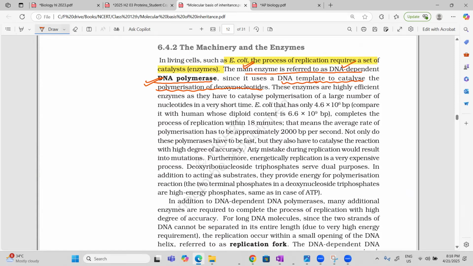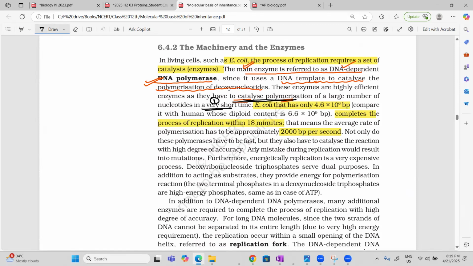And the main thing is this enzyme is very efficient because it can catalyze a large number of nucleotides in a short time. For example, E. coli, which has 4.6 into 10 power 6 base pairs, can complete the replication within 18 minutes only. It means the speed is 2000 base pairs per second. So this enzyme does the polymerization at a very fast speed.